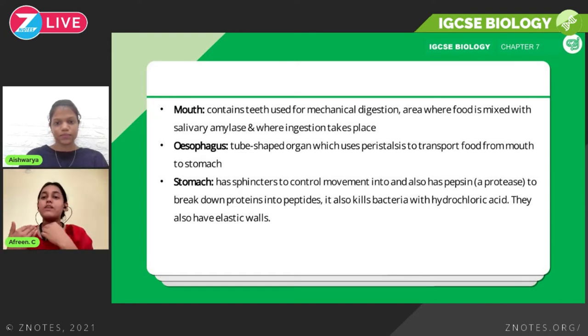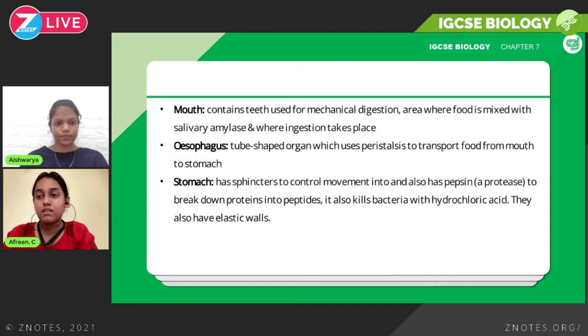When you swallow food, there's peristalsis occurring in the esophagus to push the food down from the mouth to the stomach. The stomach has sphincter muscles to control movement into and out of the stomach. These muscles are very important because your stomach contains acids, which could be really harmful when they enter your esophagus. So there are muscles that control what's going in and out of your stomach.